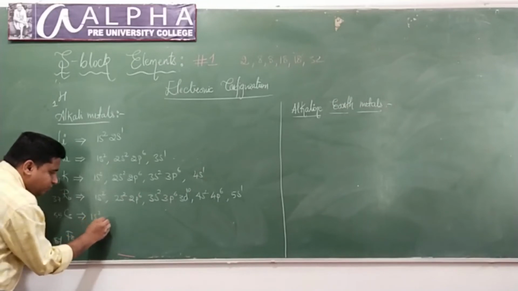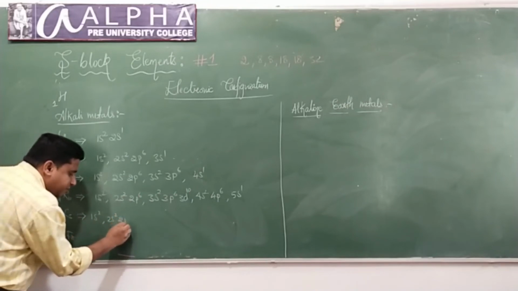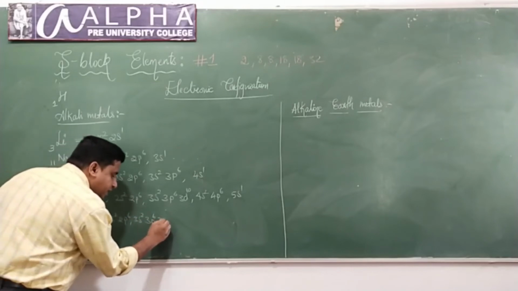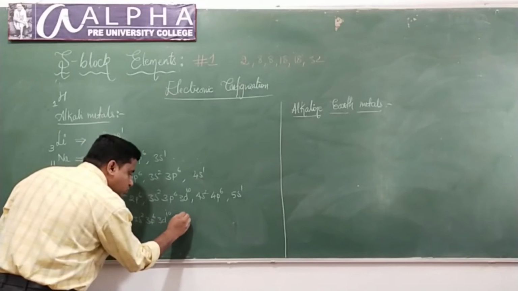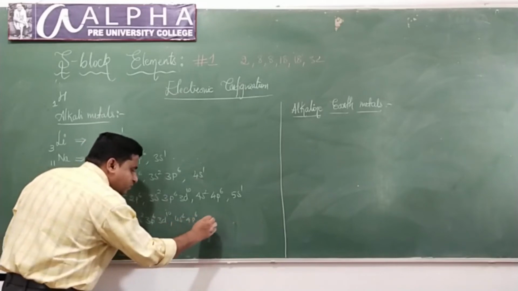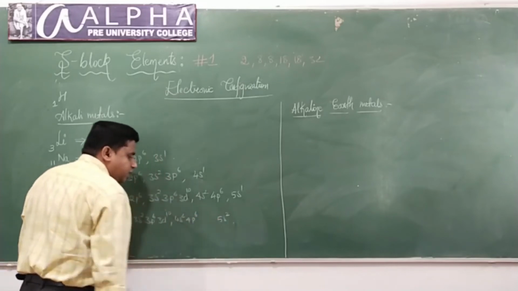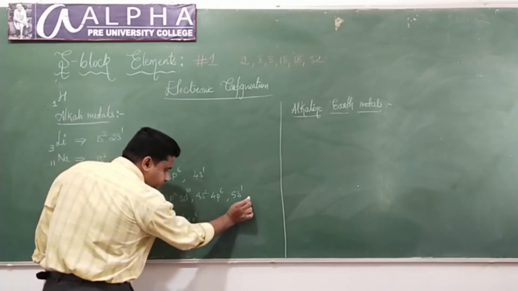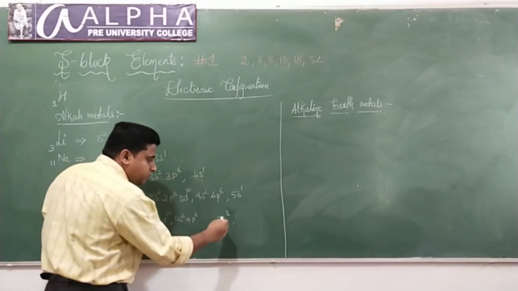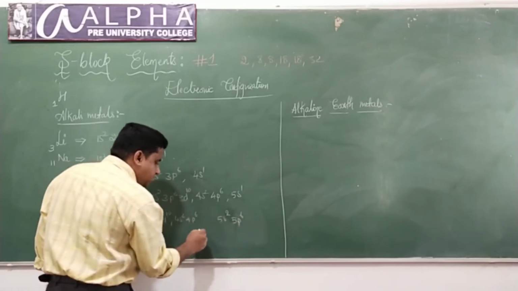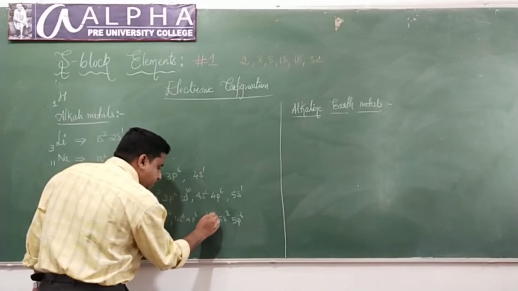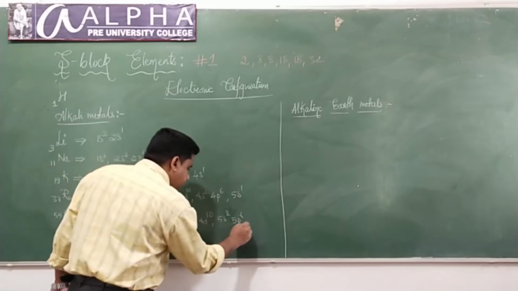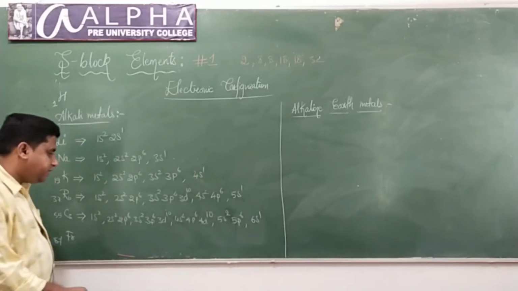So now cesium, like that it goes: 1s2, 2s2, 2p6, 3s2, 3p6, 3d10, 4s2, 4p6, 5s2, 5p6, 4d10, and then 6s1. Is it correct?